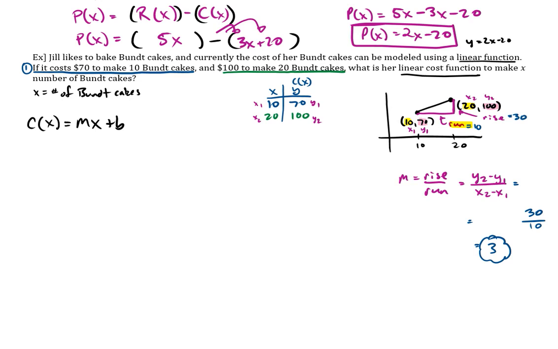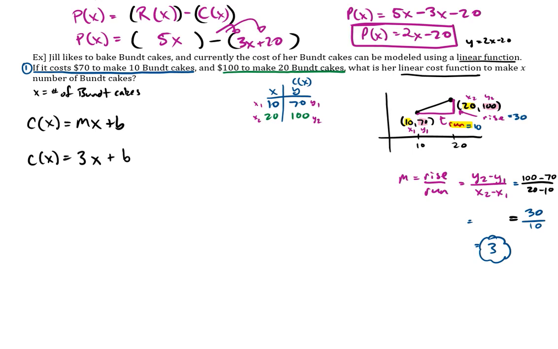To double check, I could plug it into the formula. Y2 is 100 minus y1, which is 70, over x2, which was 20, minus x1, which is 10. And so that does simplify to be 30 over 10, which eventually simplifies to be 3. So that means we have our m, but we don't have b yet. So 3x plus b. I'm just filling in what I currently have.